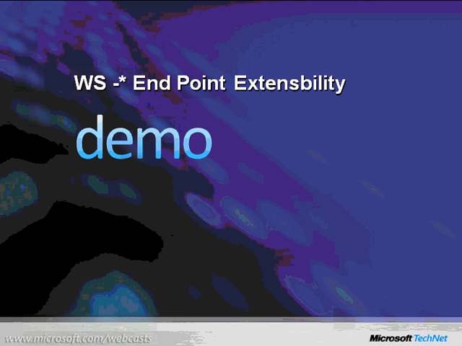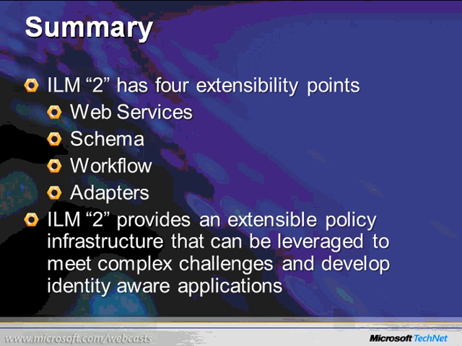I'll go back to my slides now, and what we've seen up to this point is very much how we can use each of the different extensibility points, such as the web services, the schema, the workflow, and the adapters in a real business problem to solve it. So what I hope you walk away from this session with is an understanding of what these different extensibility points are, and why they're valuable. Why is it valuable to have web services, schema, workflow, and adapters as an extensibility point? And how can you actually now use those extensibility points in a real business problem?